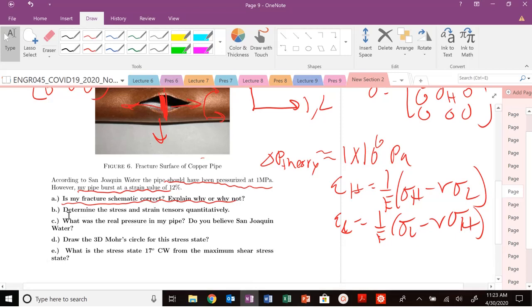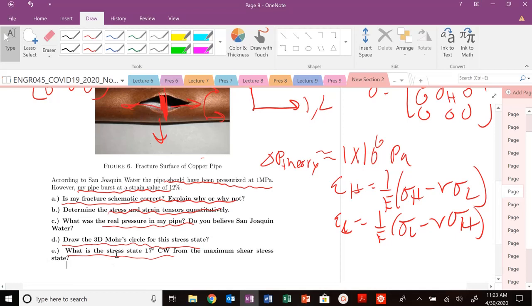Next: determine the stress and strain tensors quantitatively. What was the real pressure in my pipe? Do we believe San Joaquin Water County? Draw the 3D Mohr circle for the stress state, and what if the stress state was 17 degrees counterclockwise from the maximum shear stress state? So let's go ahead and tackle this one by one.